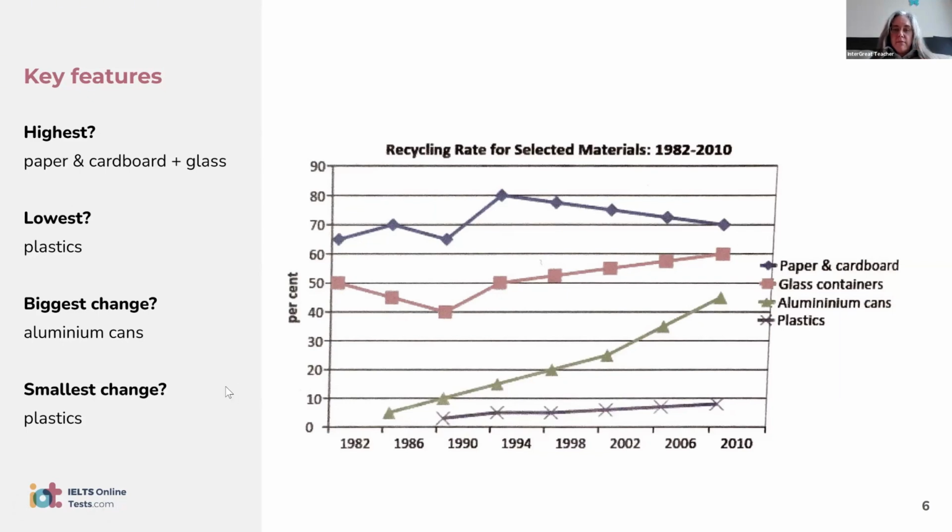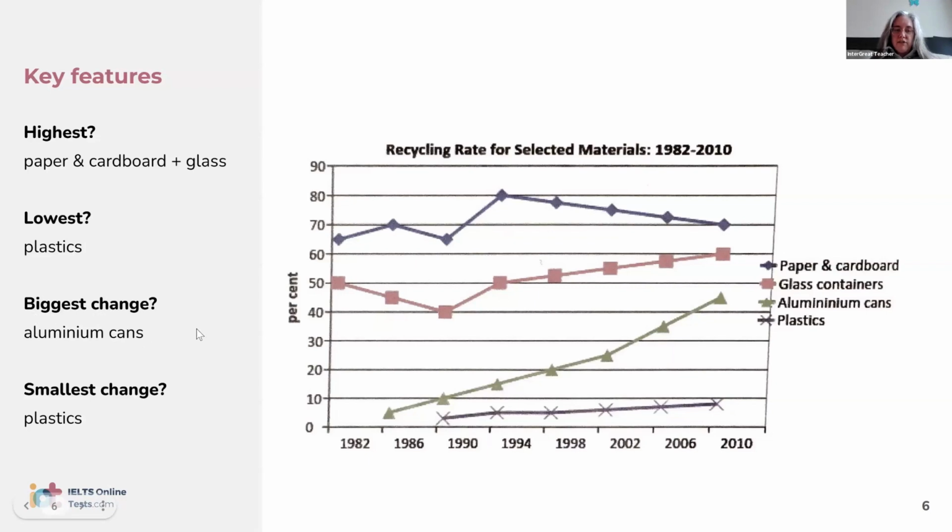the material that was recycled the most, or has the highest recycling rate, is paper and cardboard. Okay, and then that's followed by glass. Whereas the one with the lowest recycling rate is plastics.